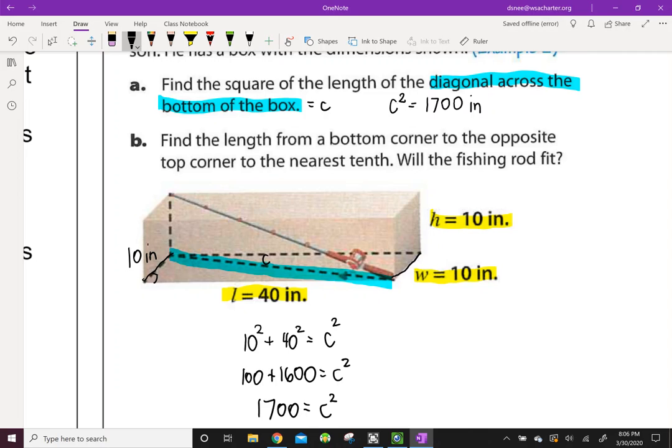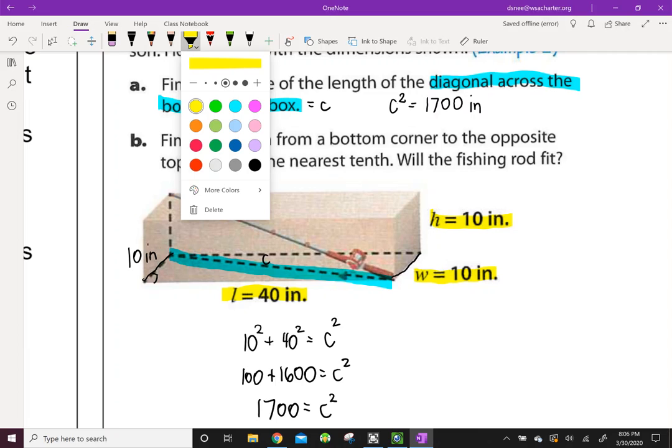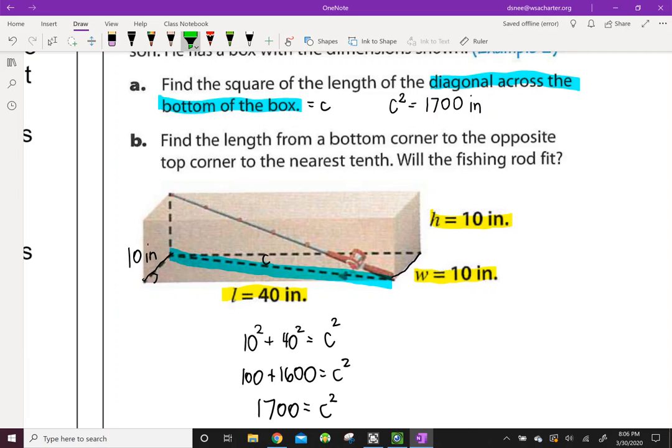Okay, now it says find the length from the bottom corner to the opposite top corner. From the bottom corner to the opposite top corner, will the fishing rod fit? So it's basically asking us, I'm going to highlight this green. It's asking us, will the fishing rod fit right here? Okay, so my new triangle, this green triangle right here, I know that one of my legs, this side right here, one I just highlighted black, is 10 inches. Right, opposite sides, this one over here, and the one on the left and right are both 10 inches.